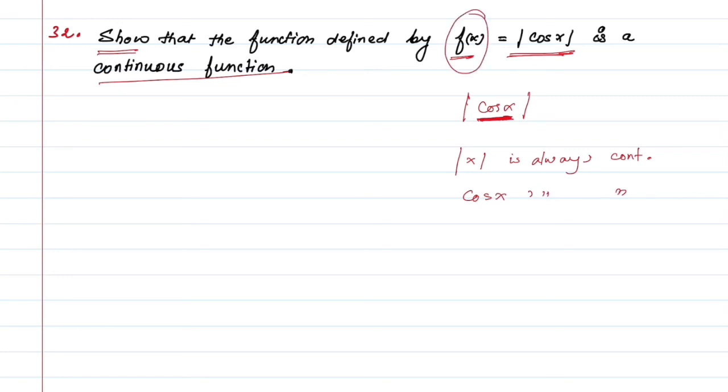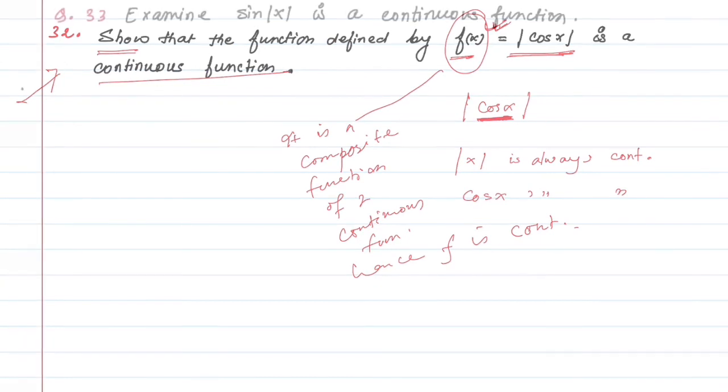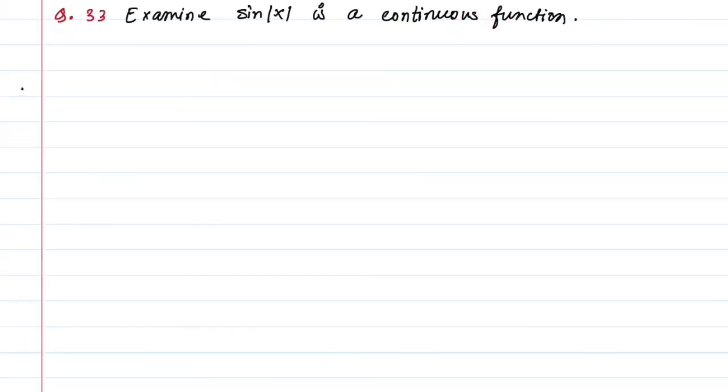So since f of x is a composite function of two continuous functions, hence f is continuous. So that's how you can solve. So it's similar to 31. So hope you can solve it by yourself. So 33 is also similar to 31 and 32. So here the function is sine of mod x.